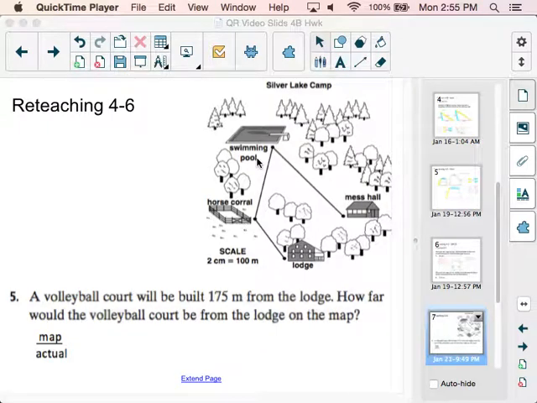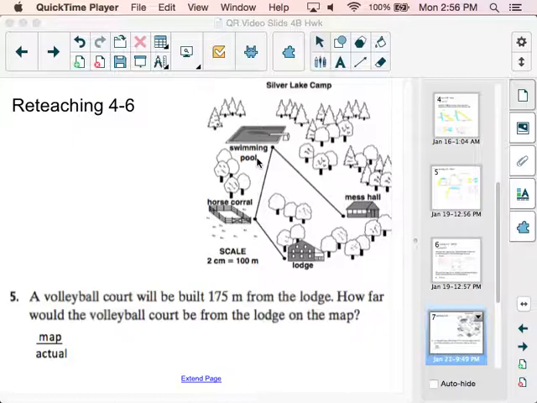Alright, so we're going to look at reteaching 4-6, which is dealing with math and scale. And we are on the front, number 5. We're going to use this map of the Silver Lake camp to figure out some information. A volleyball court will be built 175 meters from the lodge. How far would the volleyball court be from the lodge on the map?